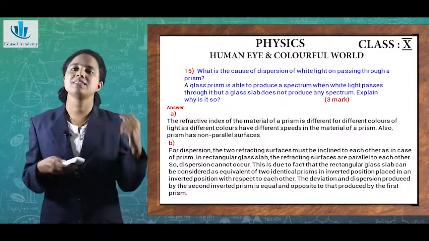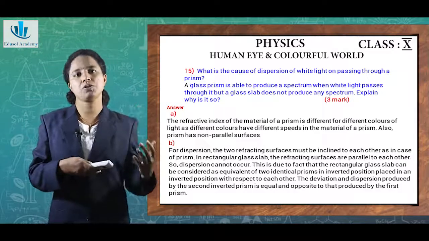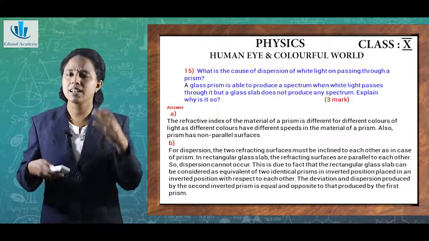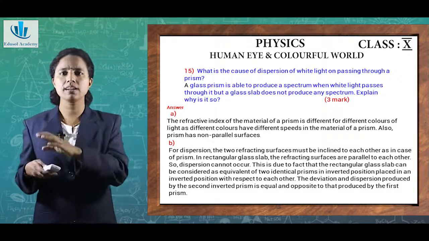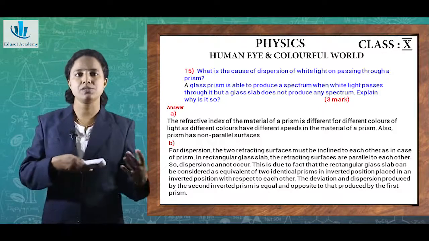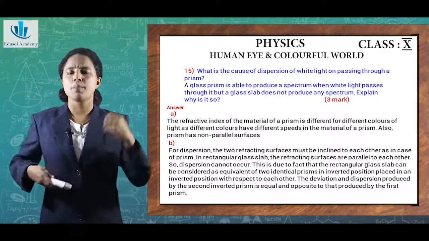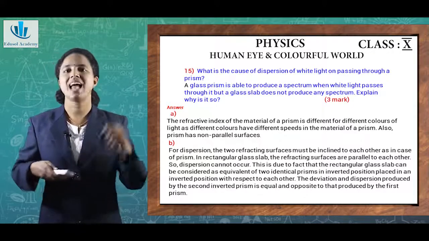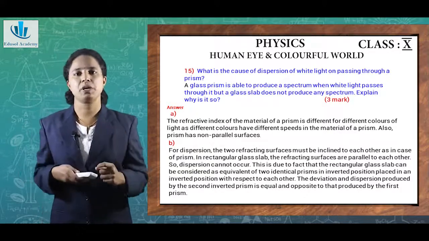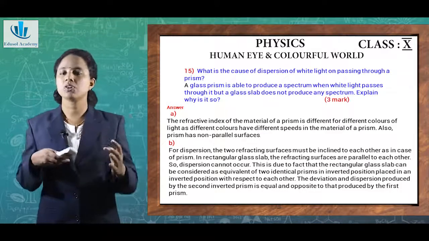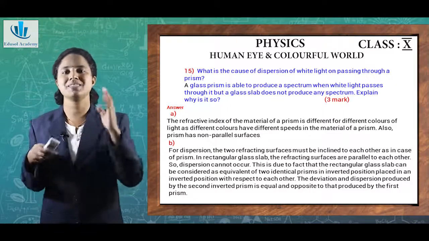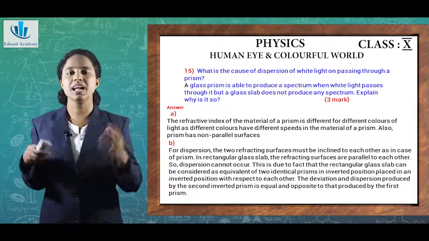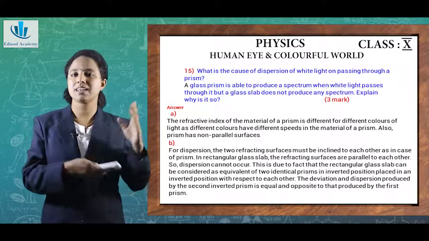And the non-parallel surfaces of the prism also contribute to the dispersion of white light when it passes through a prism. And the second important fact is that a glass prism is able to produce a spectrum when white light is passed through it. But when we pass white light through a glass slab, do we get any spectrum? The answer is no. Why is it so? Because for dispersion to occur, there are certain conditions to be satisfied. The first condition is that the refracting surfaces must be inclined to each other, just like in a prism.